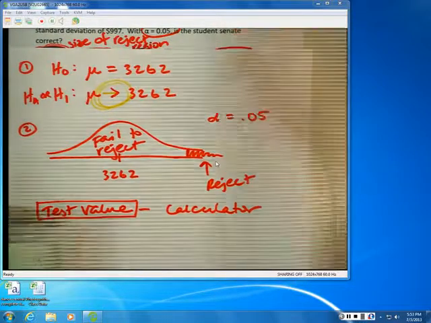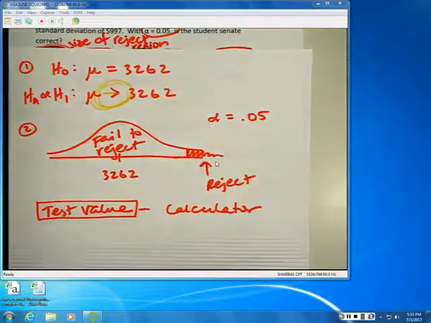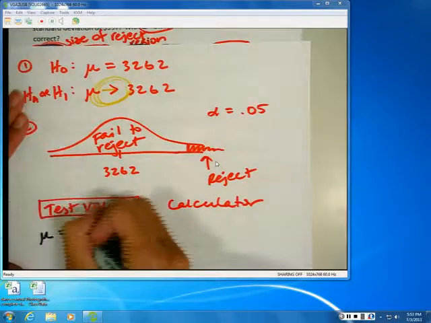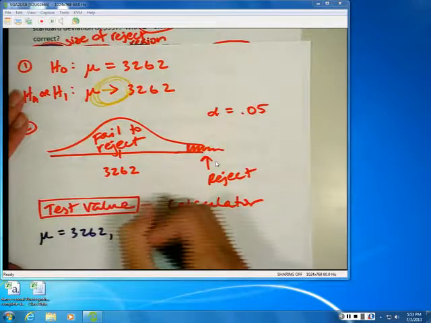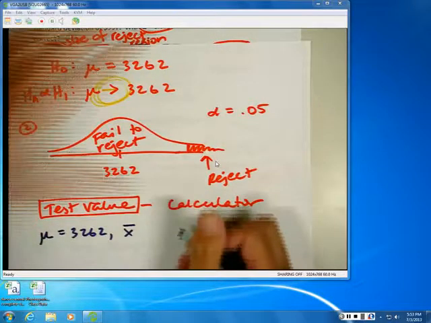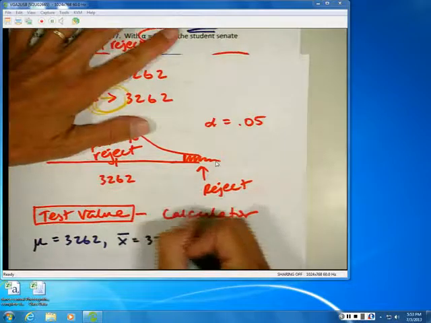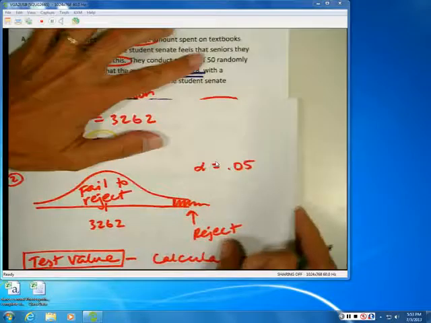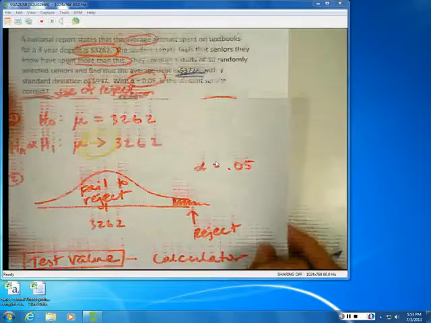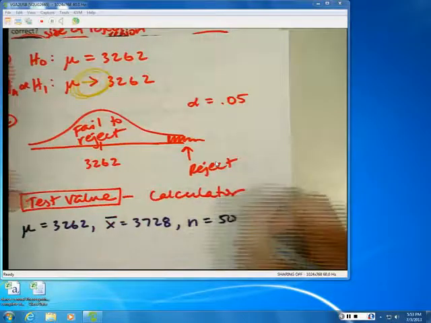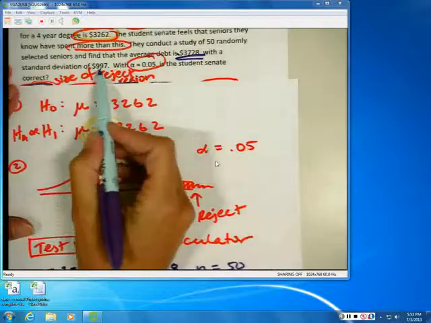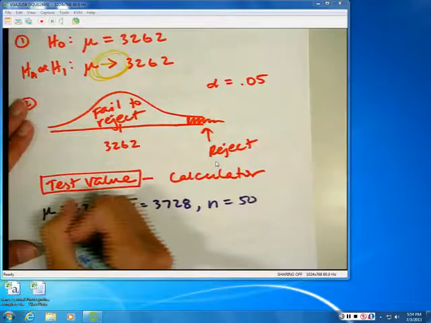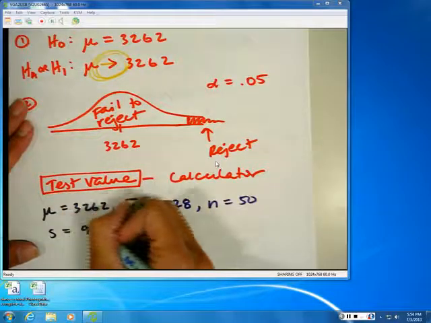We're going to need all of our data to do this. So let me go ahead and write down what we've got. So we've got that the mean is 32.62. We have that the sample mean was 37.28. We had 50 students. You can't see my finger. We interviewed 50 students, so N is equal to 50. We were given a standard deviation of 9.97. So the standard deviation of the seniors, that would be S, is 9.97.